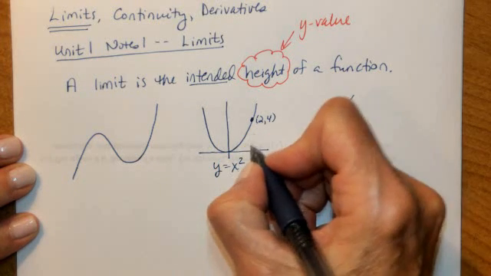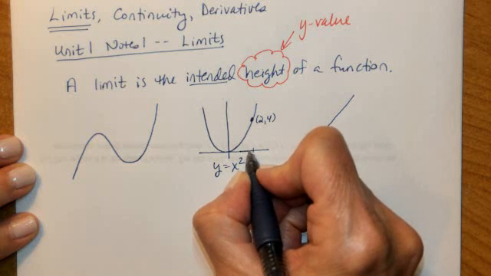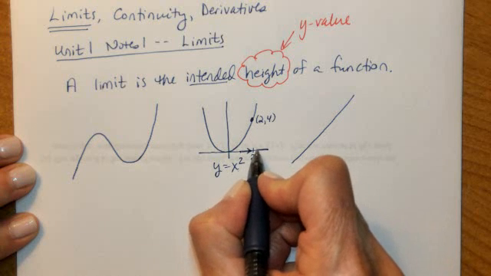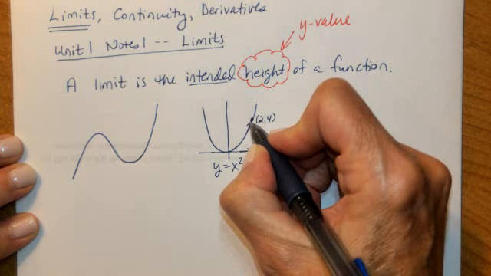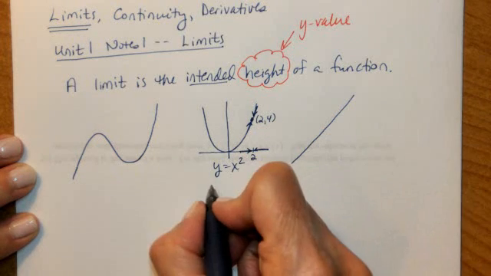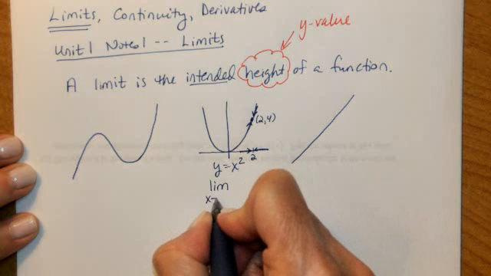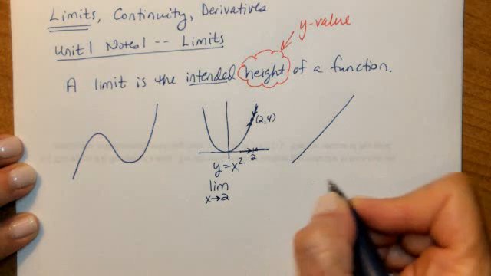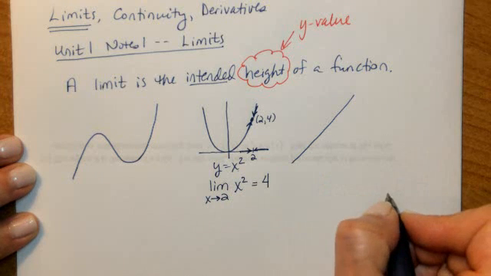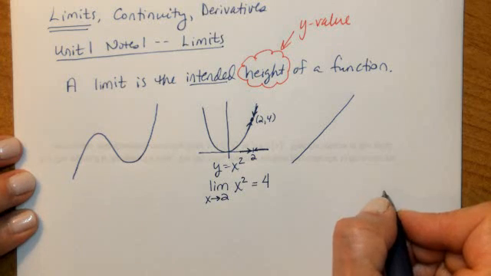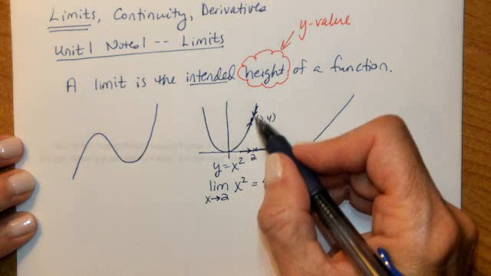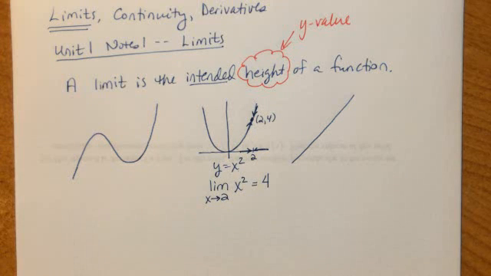And so therefore, when x approaches 2, from either the left or the right, y approaches 4. So I can say that the limit as x approaches 2 of our function x squared is equal to 4. And you might be saying, what the heck? Why am I doing all of this? Well, this is not a great representation of the power of a limit. This is just a function.